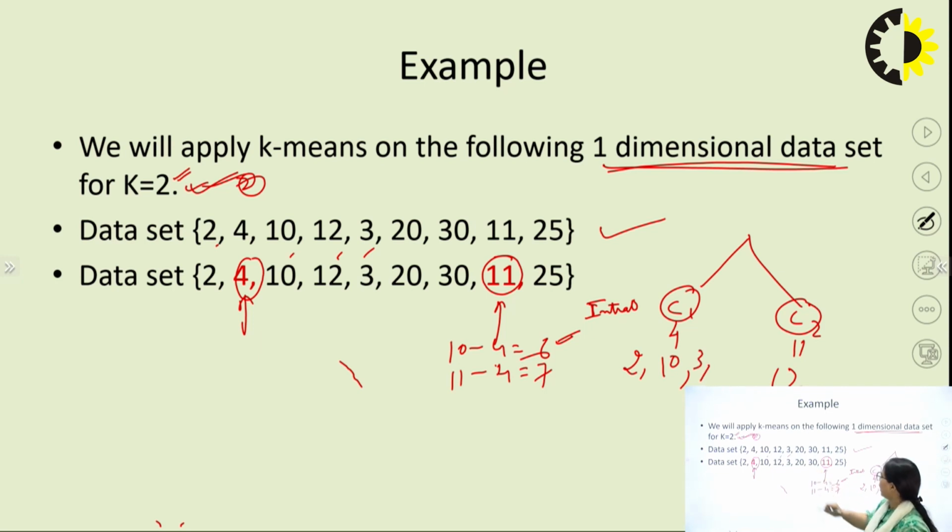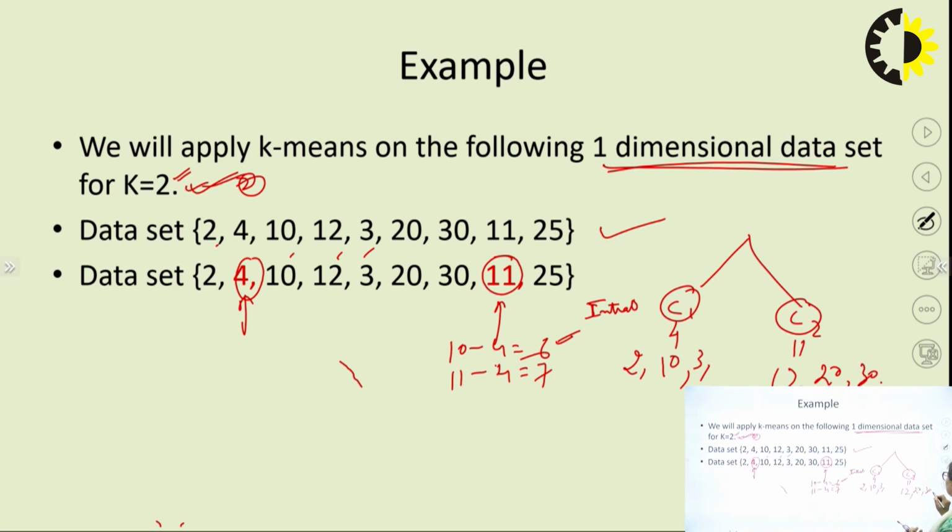Now let's pick 20. 20 and 11. What are we doing? We have taken initial C1, C2 centroids, random centroids, and then we are trying to group all the data in either of these groups. So 20 minus 11 and 20 minus 4, which is the shortest distance? No doubt 20 will come in this group. 30 minus 11 and 30 minus 4.